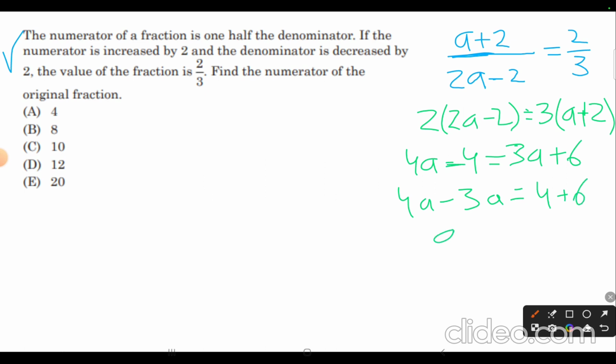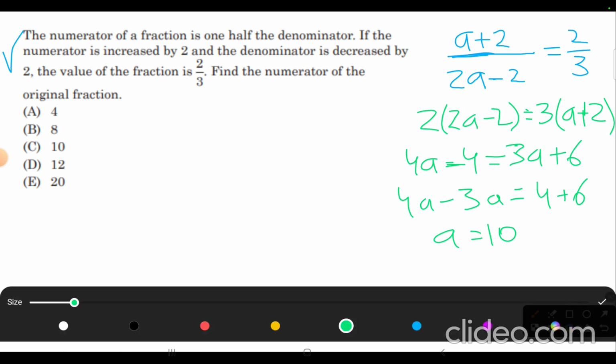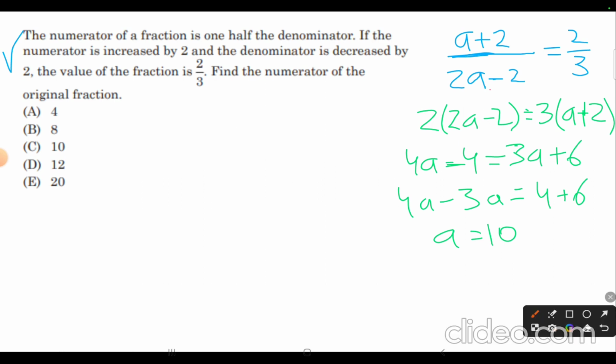4A minus 3A is just A. 4 plus 6 is 10. So we found the numerator, right? In the beginning it was A over 2A. This was the original fraction. We can check it. If it was 10 over 20, that was the original.